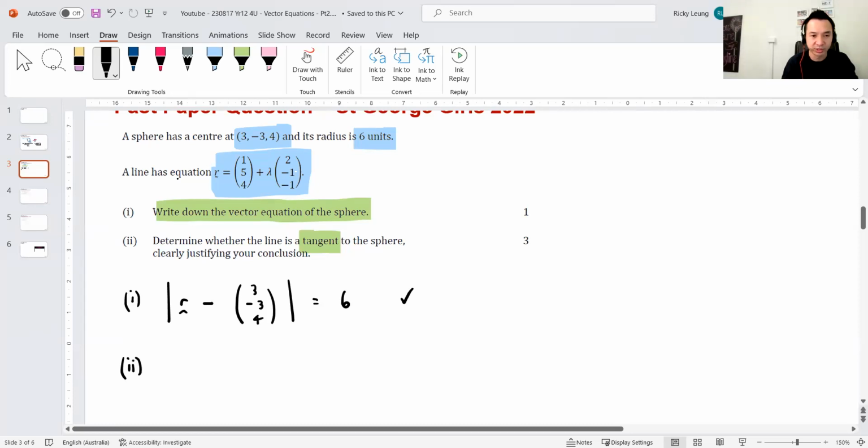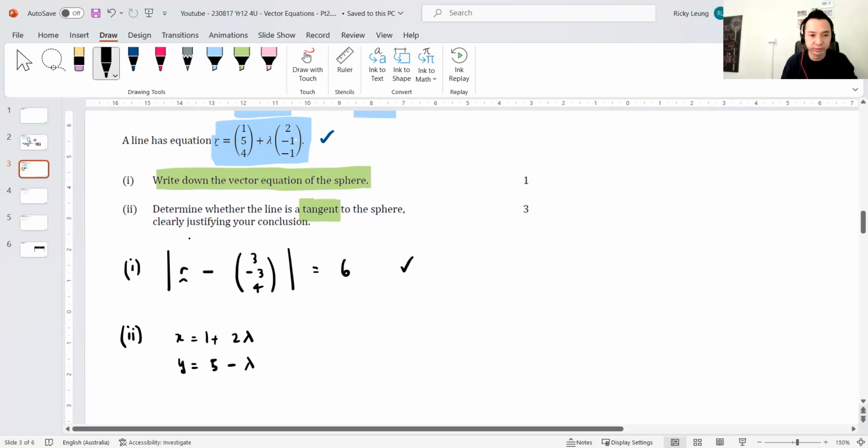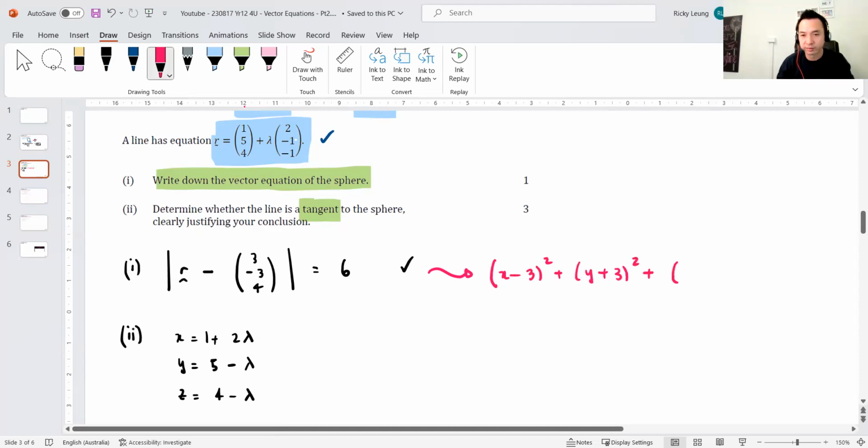So in this question, for my vector equation, once again, express this guy here in terms of x, y, and z. So x equals 1 plus 2 lambda, y equals 5 minus lambda, and z equals 4 minus lambda. Okay, and I'm going to sub that into the vector equation. Now, it's interesting that they made you do this in vector form, because actually what's more useful is the Cartesian form, right? So I'm just going to write that as y plus 3 squared, z minus 4 squared equals 36. That's more useful, because then I can just sub these guys here, sub them into there, right?